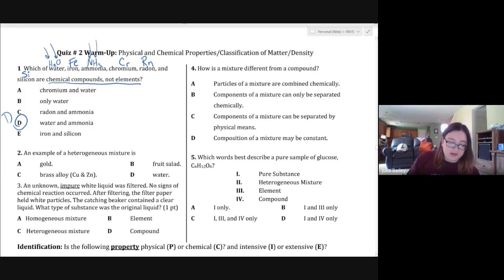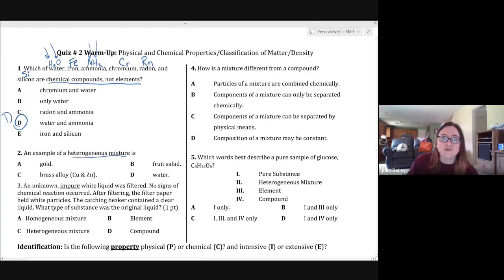Number 2, an example of a heterogeneous mixture is, and then it's got 4 answer choices. Let's recall what a heterogeneous mixture is. That is when you have a whole bunch of different substances mixed together, and that hetero prefix at the beginning means that there are visible differences within the mixture when you look at it. So you can actually see this part is different from that part is different from that part when you look at it. That tells you it's a heterogeneous mixture.